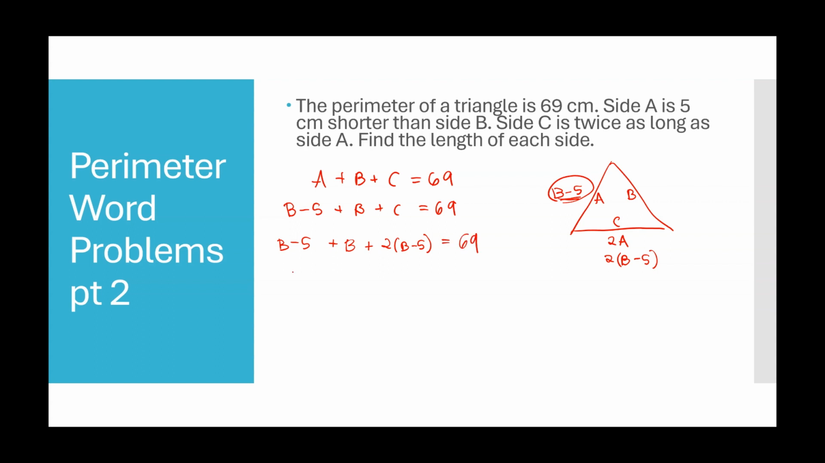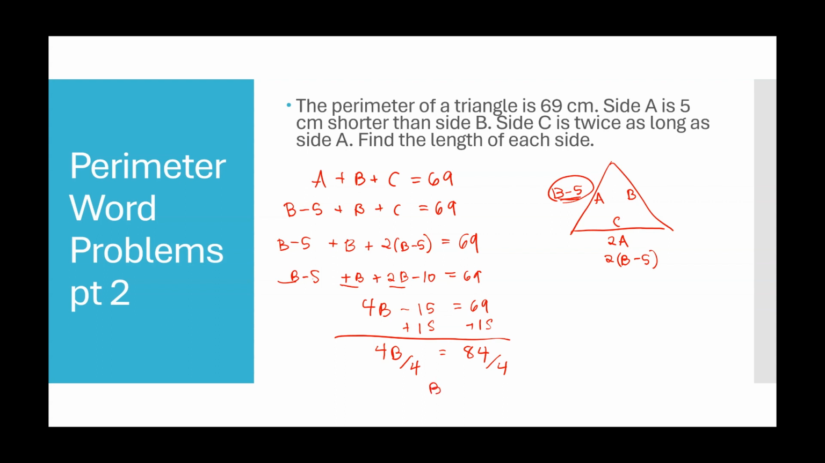All right, let's do some solving. First, I'm going to distribute, and I'm going to combine some like terms. I've got a B and another B and 2 more B's. And a negative 5 and a negative 10 makes a negative 15. I'm going to add 15 to both sides. What have we got here? 4B equals what? 84. Divide by 4. And I know that side B is equal to the number that is. What is it? 80 is 20. 21. It's 21, right? Yeah, great.